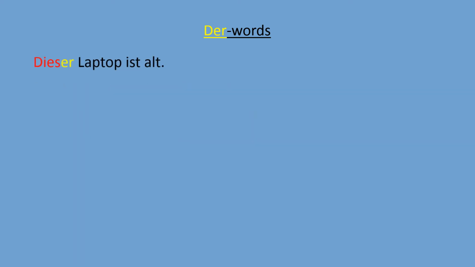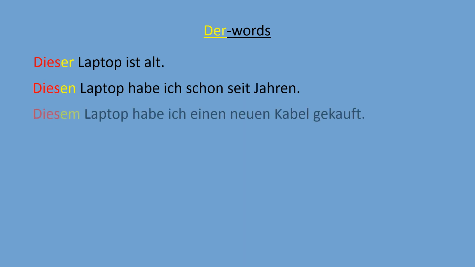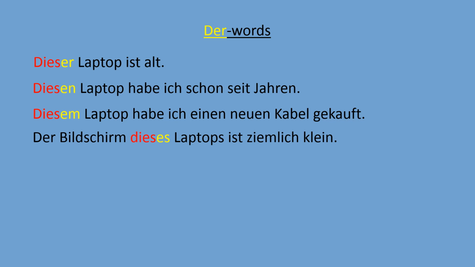Let's pick one of the der-words, which is the demonstrative pronoun, this one. In German we say dieser. I will use the same sentences, but I will replace the definite article with this demonstrative pronoun. So, Dieser Laptop ist alt. Diesen Laptop habe ich schon seit Jahren. Diesem Laptop habe ich einen neuen Kabel gekauft. Und der Bildschirm dieses Laptops ist ziemlich klein.